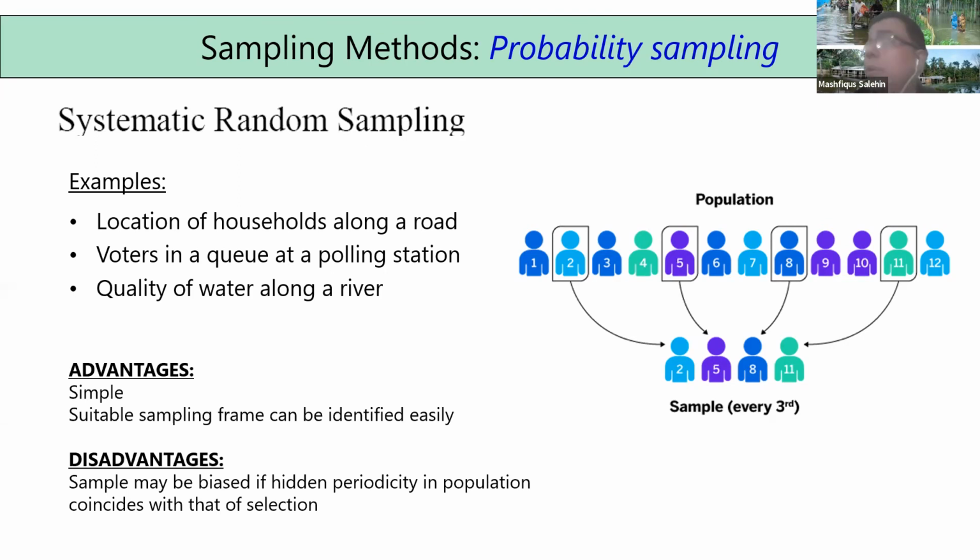It has a number of advantages, of course. It is very simple, and most importantly, you can produce the sampling frame rather easily. The disadvantage is if there is some hidden periodicity. That would be very difficult to identify, and it could be a remote possibility, but a hidden periodicity in the list of population may obscure the research questions that you have.